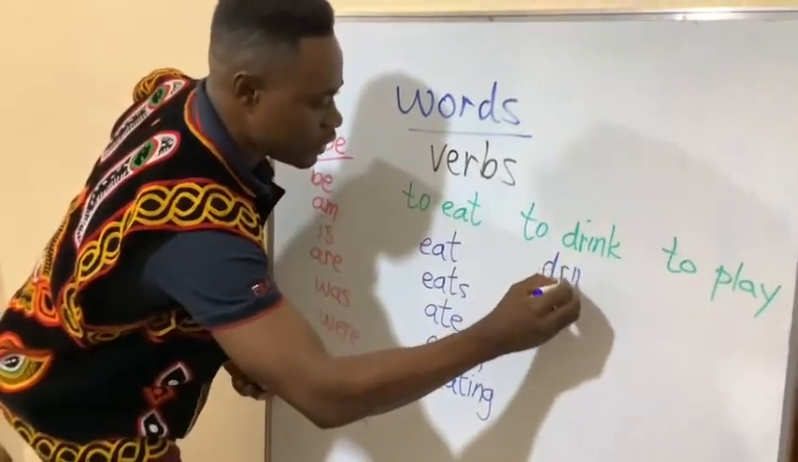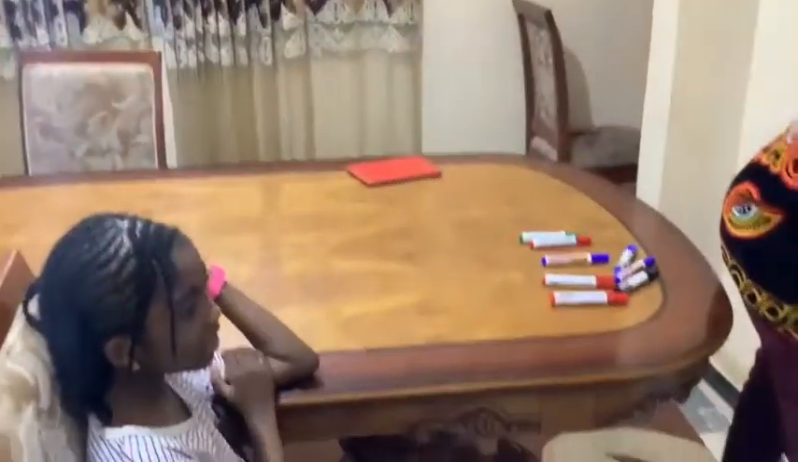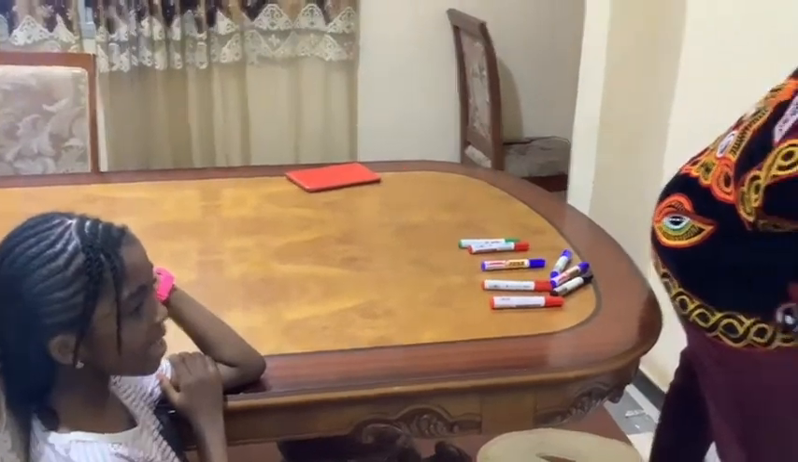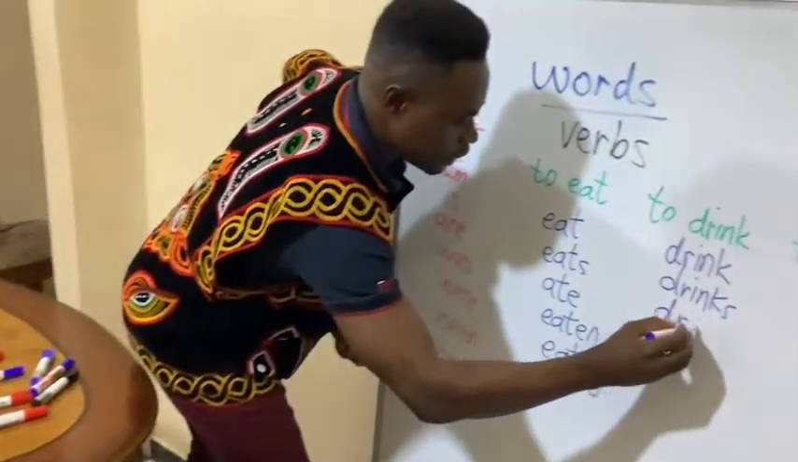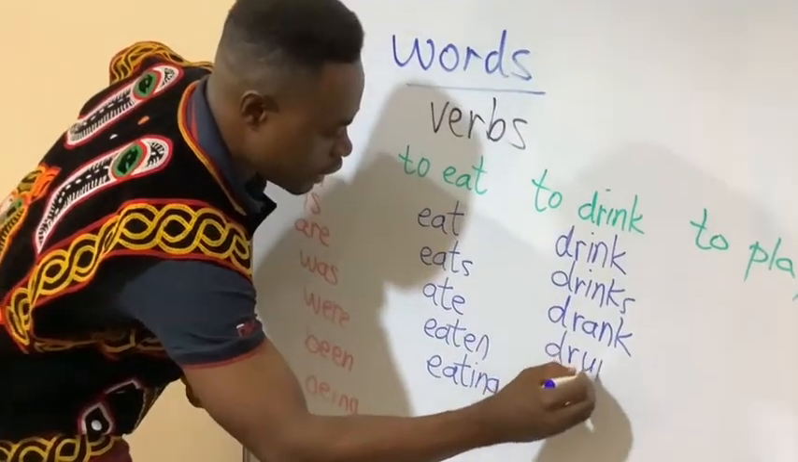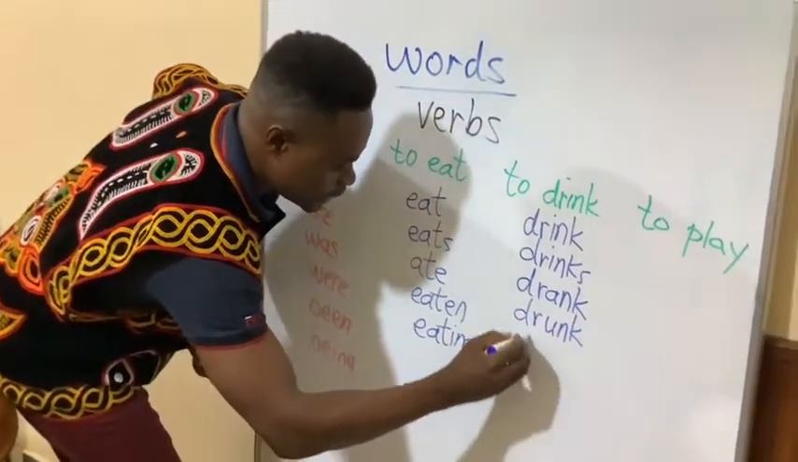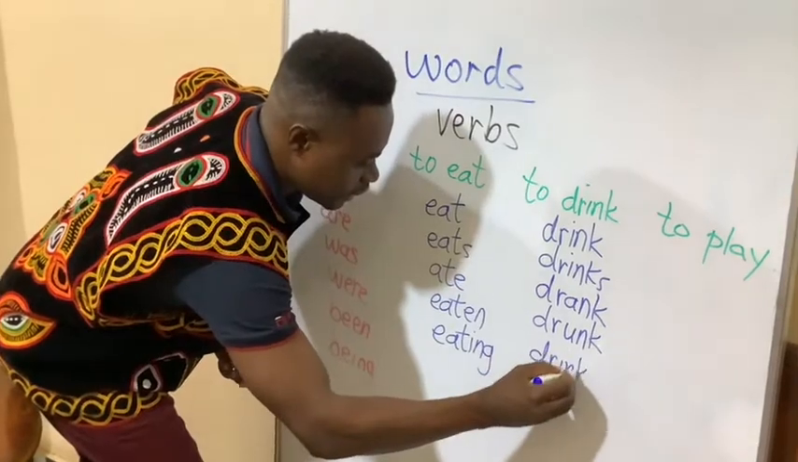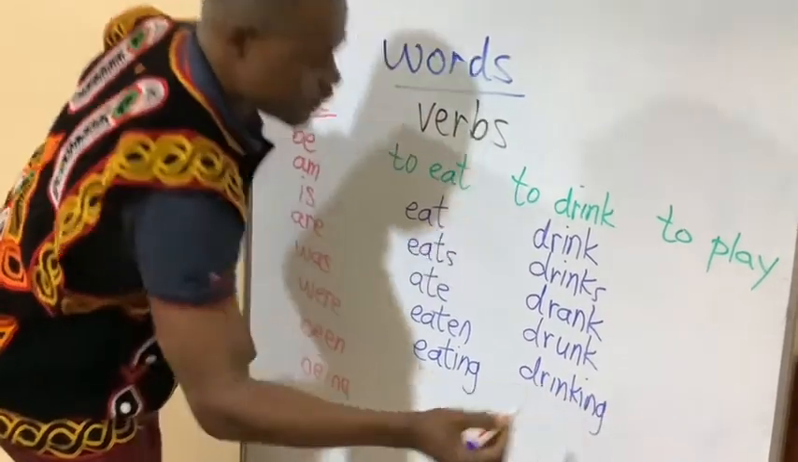We also have what? Drink. And the next? Drinks. Next? Drank. Next? Drunk. Excellent. I'm a good student in class today. And lastly? Drinking, I-N-G. Let's go to play.